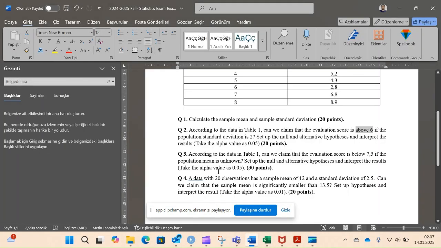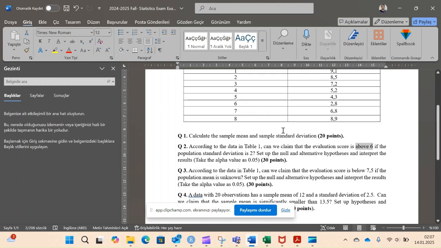So friends, how about a t-test? If you do not know the population standard deviation, but we have the sample standard deviation, then we will make a t-test to make the hypothesis test. So according to the data table 1, can we claim that the evaluation score is below 7.5 if the population mean is unknown? As we cannot know the population standard deviation, we will calculate from the sample standard deviation. Set up the null and alternative hypothesis and interpret the results. Again, the alpha value is 0.05.